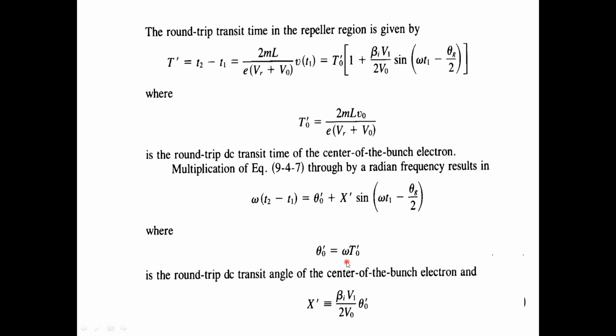This time is helpful to calculate the transit angle theta naught dash, which is omega multiplied by theta naught dash. From this, the bunching parameter for the reflex klystron equals beta V1 by 2 V naught multiplied by the transit angle.